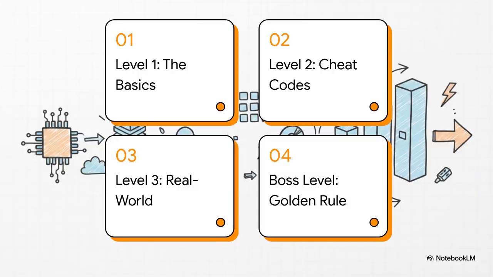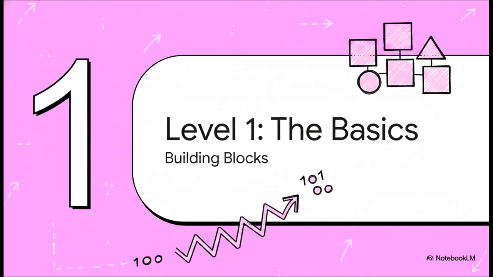Here's our roadmap for leveling up today. First, level 1, the basics. Then, level 2, the cheat codes. After that, level 3, real-world quests. And finally, the boss level, the golden rule. I promise you, by the end of this, you'll have the master keys to unlock exactly how digital information is measured. Okay, let's dive into this.